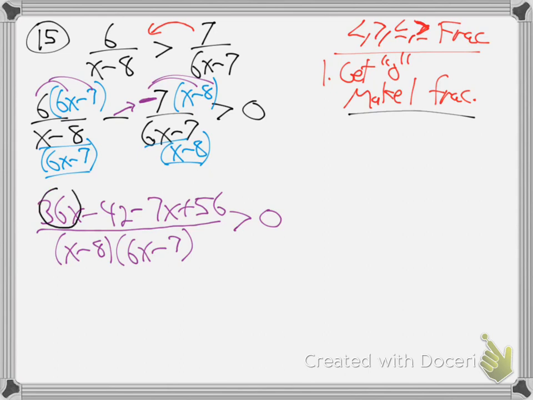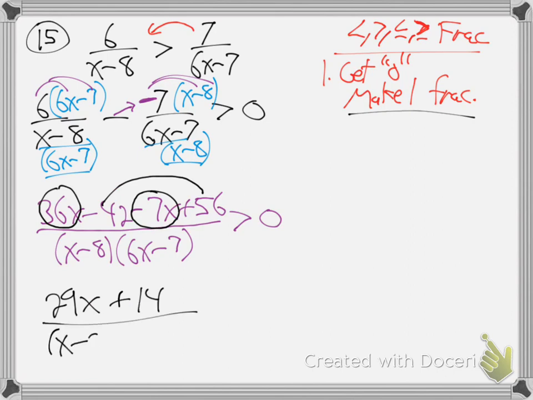Okay, so next line, what do we have? It's 36x minus 7x. What's that? 29x. And minus 42 plus 56. It's plus 14. All over x minus 8, 6x minus 7 greater than 0. That's all step 1. Get a 0 and make it one fraction. This is a hard problem.